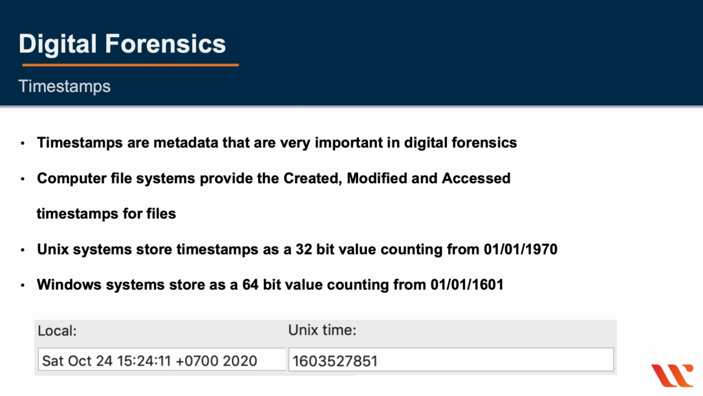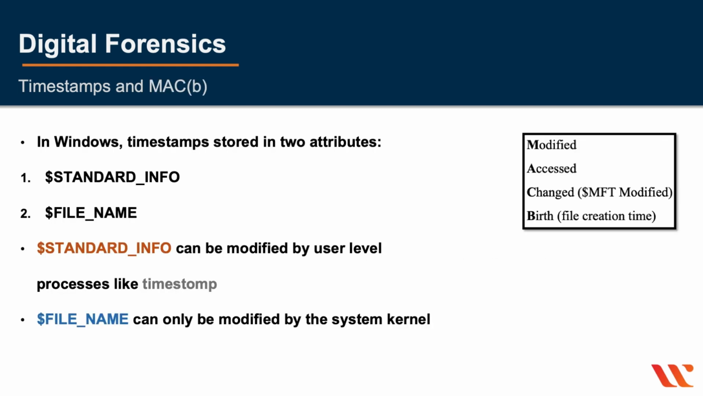Now, if you look at the Windows system, it will store the same date and time as a 64-bit value, and that starts counting from 1/1/1601. So it will just be a longer number, but it will be like that Unix time. It can get a little more complex as well.